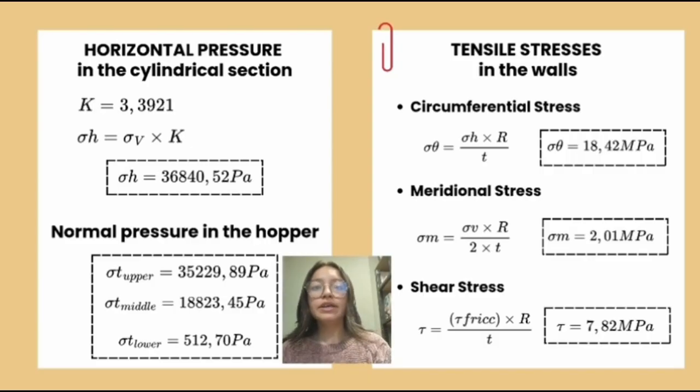Moving on to the loads on the walls, these calculations were performed in more detail in Excel. However, here we took the horizontal pressure value necessary for the calculation being 36,840.52 pascals. For the case of normal pressure in the hopper, 3 reference points were taken: upper, intermediate, and lower. The stresses were calculated taking the horizontal pressure value, the radius and thickness, being the circumferential stress. For the meridional stress, we took the vertical pressure, the radius and thickness. Also the shear stress was calculated using the radius and the thickness. All these stresses are in megapascals.